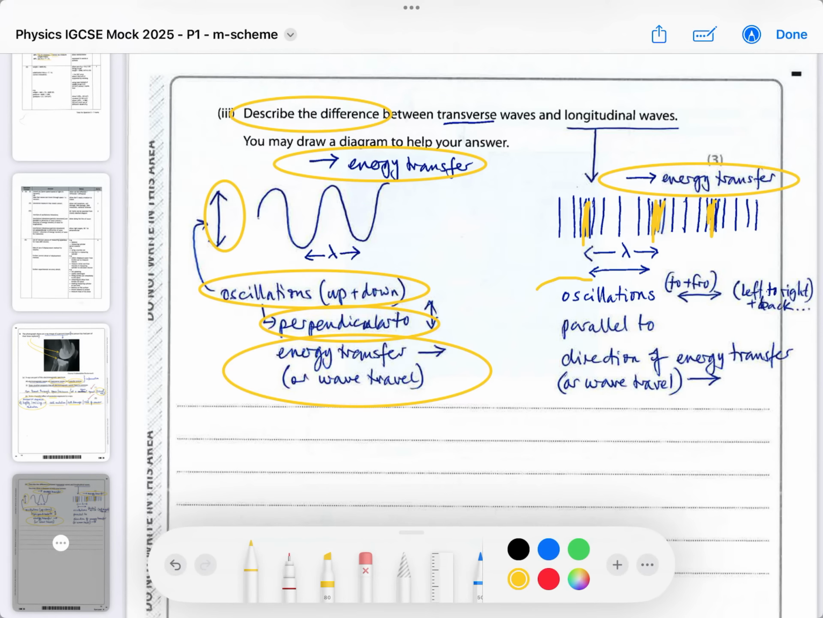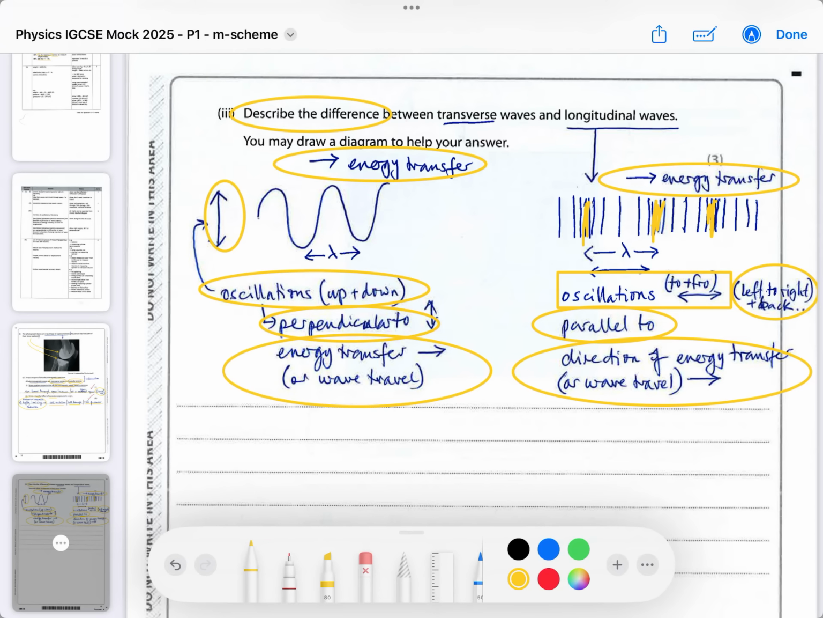And again, the oscillations this time would be to and fro, or left and right if the energy transfer is to the right. Okay? So I've drawn the energy transfer in the diagram to the right, and the oscillations are parallel to, this time, the direction of wave travel or the direction of energy transfer. Okay? So this is how you describe the differences. And this is a common exam question.